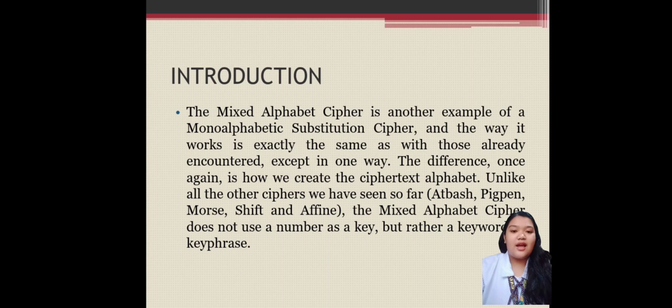Introduction. The mixed alphabet cipher is another example of a monoalphabetic substitution cipher, and the way it works is exactly the same as with those already encountered, except in one way. The difference once again is how we create the cipher's text alphabet, unlike all the ciphers we have seen so far, like Atbash, Pigpen, Morse, Chiffre, and Affine. The mixed alphabet cipher does not use a number as a key but rather a key or key phrase.